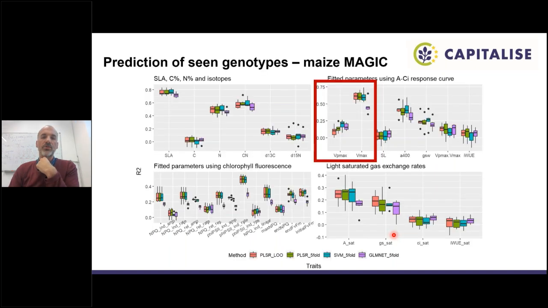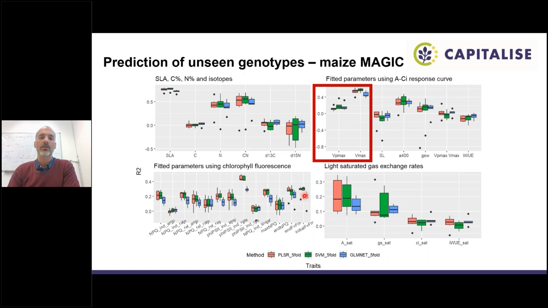If we turn to maize, we realize that the prediction for maize is drastically better, particularly for specific leaf area, for carbon to nitrogen ratio and for nitrogen percentage. So similarly to what we saw in barley, now we even have larger accuracies. In this case, VC-max is actually even better predicted in comparison to barley. For the other parameters, we have similar performance as in the case with the barley diversity panel.